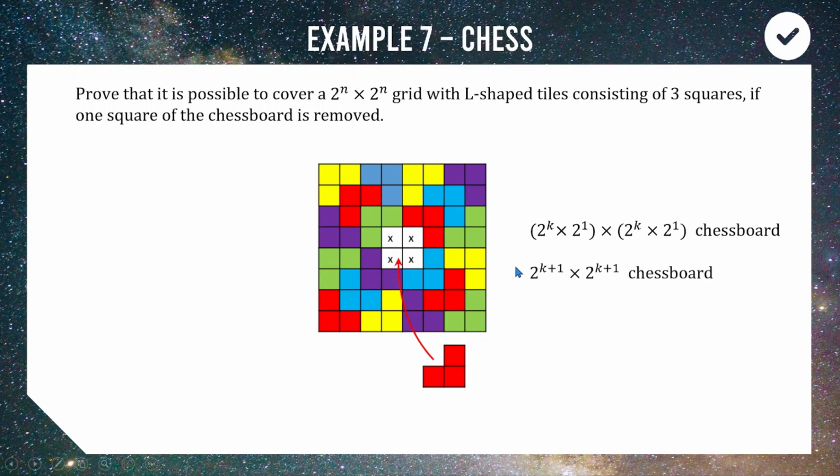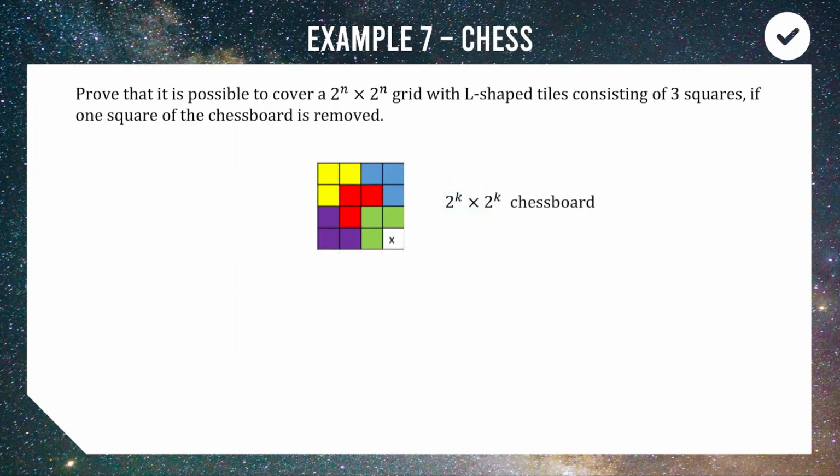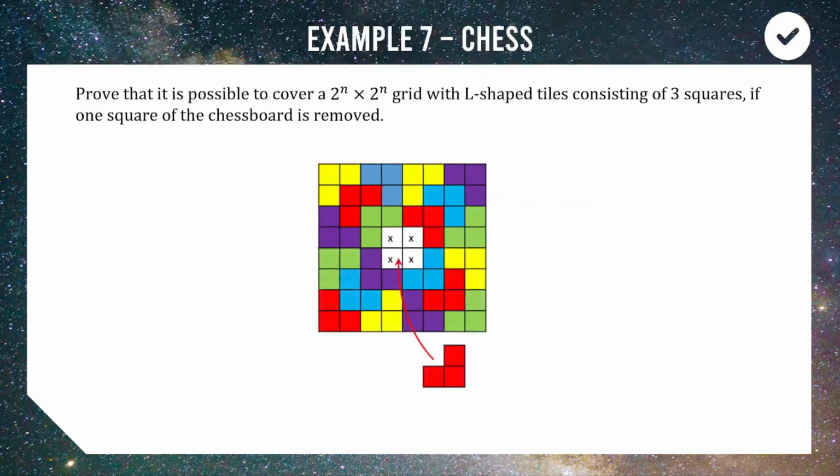So we're taking our 2 to the k times 2 to the k chessboard, multiplying the length and width by 2. We have 4 missing squares in the middle. We cover 3 of them with an L-shaped tile, and then you've got one square removed, and that's what the question was asking us to prove.